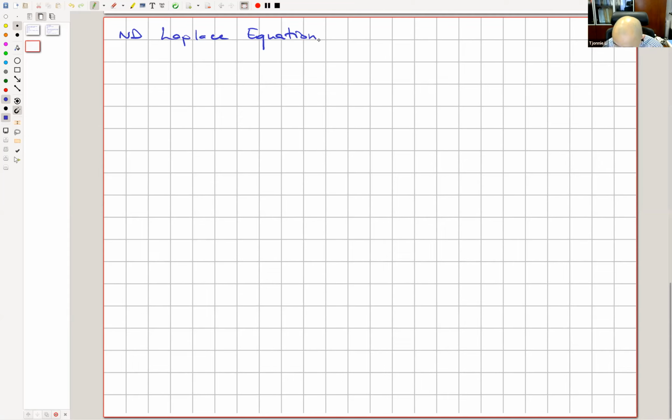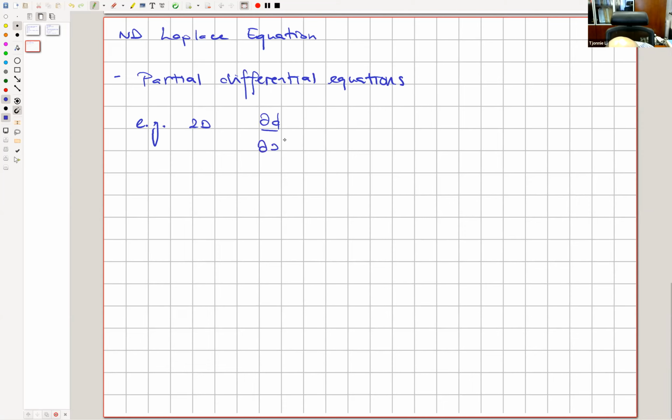Okay. And this then becomes a partial differential equation. Partial differential equations. For example, in 2 dimensions, I'm not going to write the full set of n-dimensional, but this is ∂²φ/∂x² plus ∂²φ/∂y² equals 0.